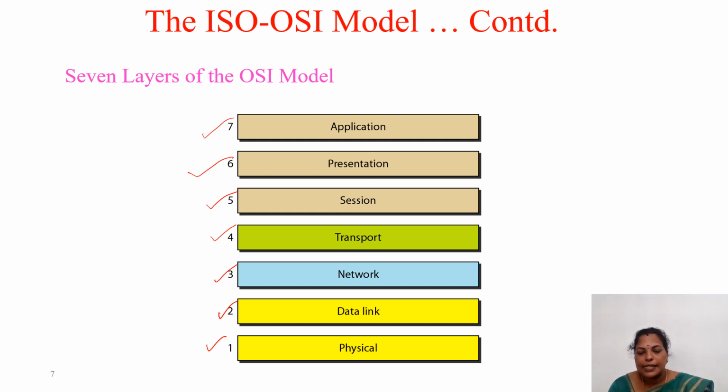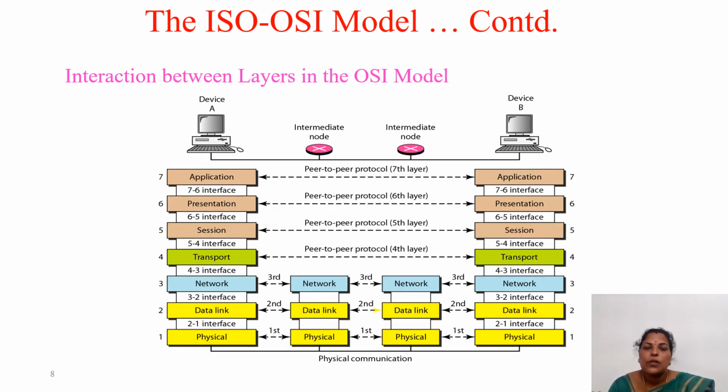That later on we can see. So this is the interaction between layers in the OSI model. Here you see we are having 7 layers, and the last 3 layers, that is physical, data link and network layer, are the network related layers. The top 3 layers are the user related layers: application, presentation and session.